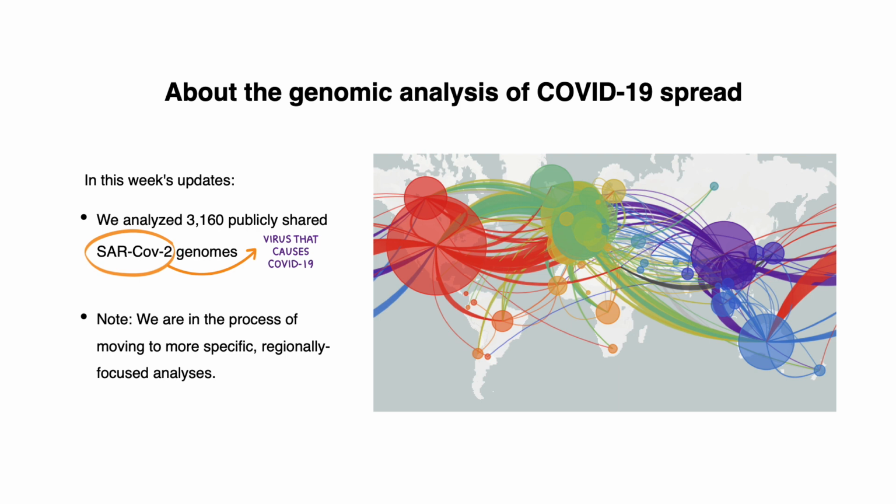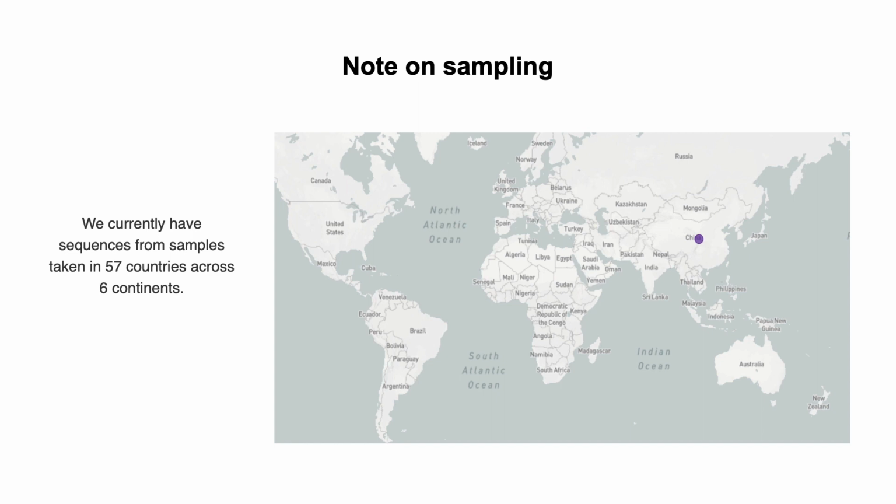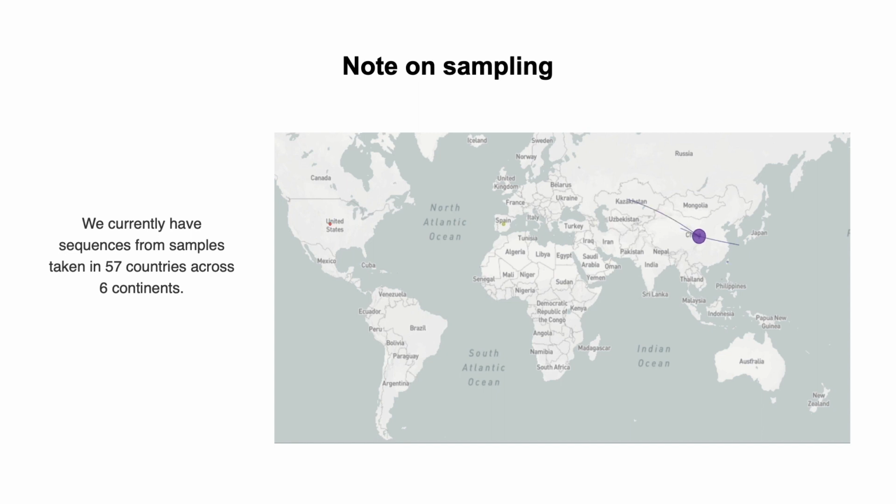month by month. Currently, we have analyzed 3,160 publicly shared SARS-CoV-2 genomes. By comparing these genomes to each other, we can characterize how COVID-19 is moving around the world and spreading locally. The sequences are from samples taken in 57 countries across 6 continents.